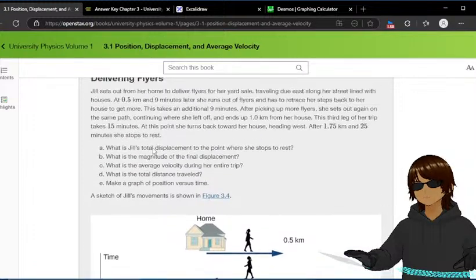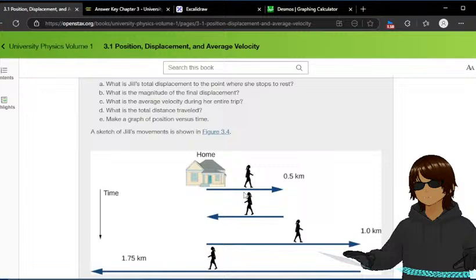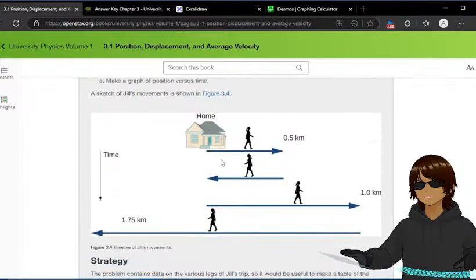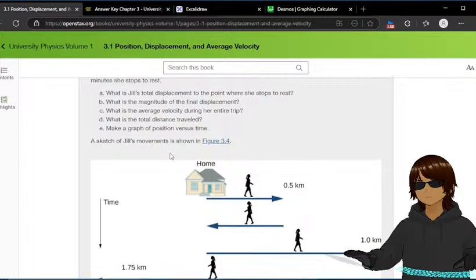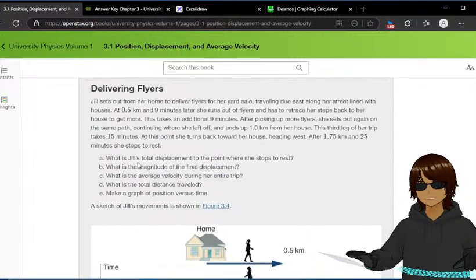So, what is her total displacement? So she goes 0.5 kilometers, right? Here and then back. And then she sets out again on the same path, continuing where she left off, and ends up 1 kilometer away, and then goes back 1.75 kilometers. So the total displacement would be 0.75 kilometers, right? So these two cancel out. We have 1 kilometer, 1 kilometer back, and then 0.75 kilometer. So the total displacement is 0.75.